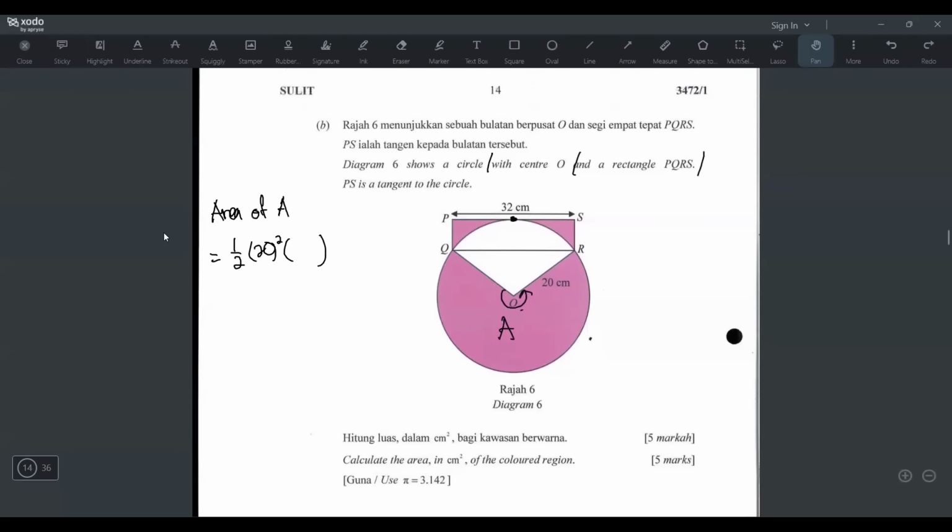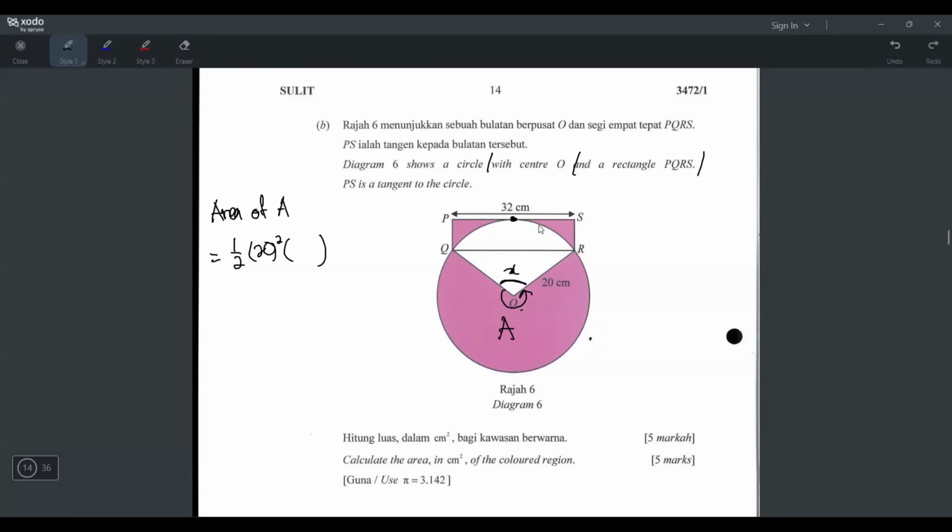So my job now is to find the theta. Okay, how to find the theta from here to here? You can't find the theta from here to here directly, but you can find the theta from here to here, and then you can take 360 minus. Okay, but how to find the theta from here? Let's call this x for now. Okay, how to find the angle x?